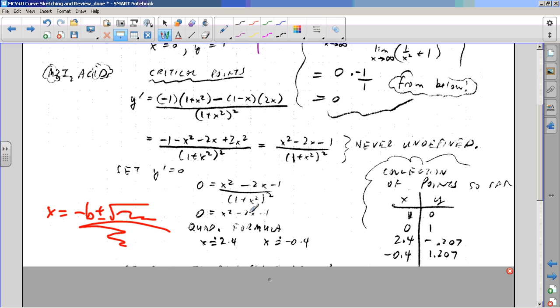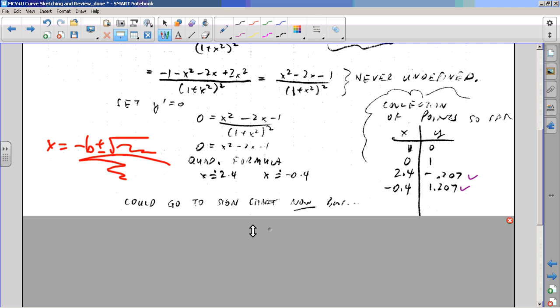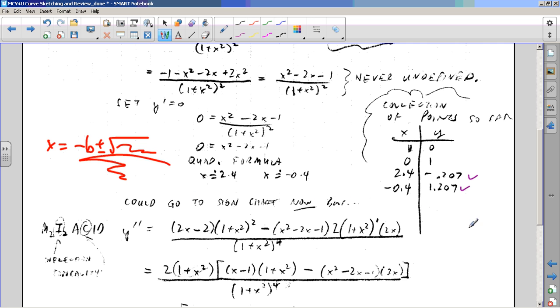Notice that I can use the quadratic formula on the top, because notice there's no asymptotes here. This is always positive, so I can multiply by that thing. The first derivative is always defined, but it is 0 at these two spots, so I added those to my collection of points. And I should be adding this to a sign chart. We could go to the sign chart now, but let's keep doing some work.